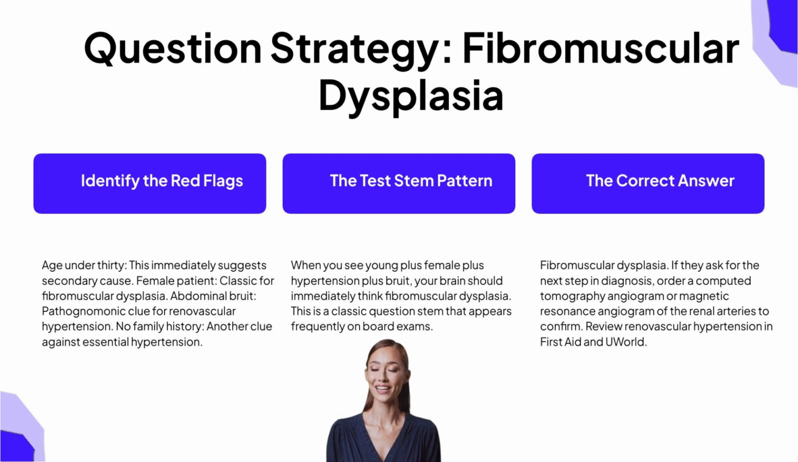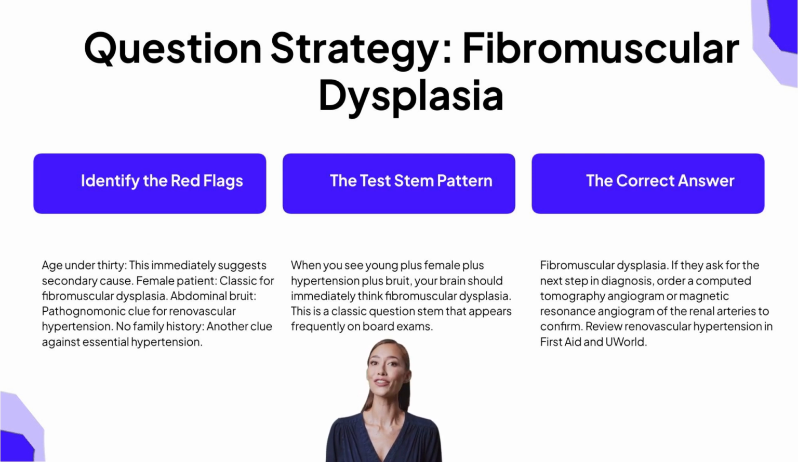Now recognize the test stem pattern. When you see young plus female plus hypertension plus bruit, your brain should immediately think fibromuscular dysplasia. This combination appears frequently on board exams. The correct answer is fibromuscular dysplasia.